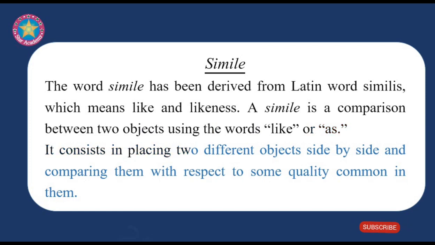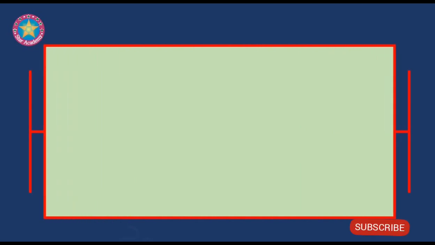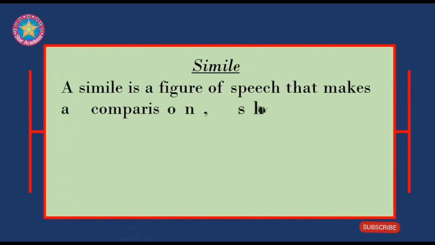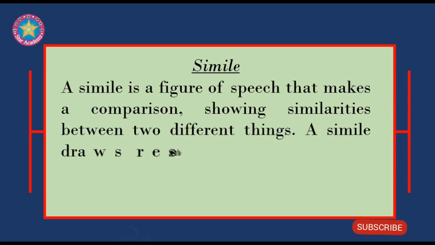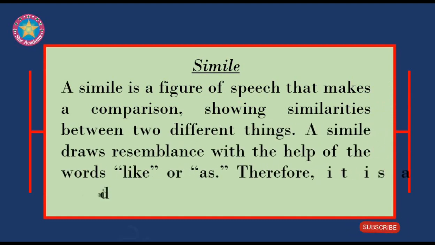It consists in placing two different objects side by side and comparing them with respect to some quality common in them. Simile allows the reader to relate the feelings of a writer or a poet to their personal experiences. A simile is a figure of speech that makes a comparison showing similarities between two different things. A simile draws resemblance with the help of the word like or as. Therefore, it is a direct comparison. The use of simile makes it easier for readers to understand the subject matter of a literary text.